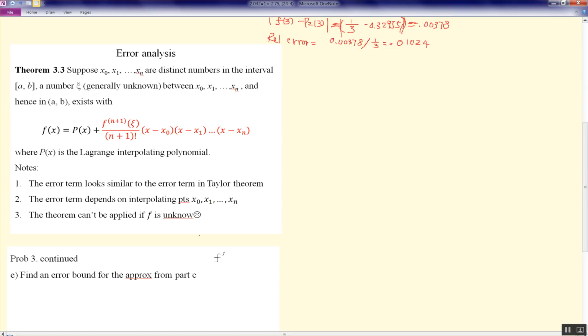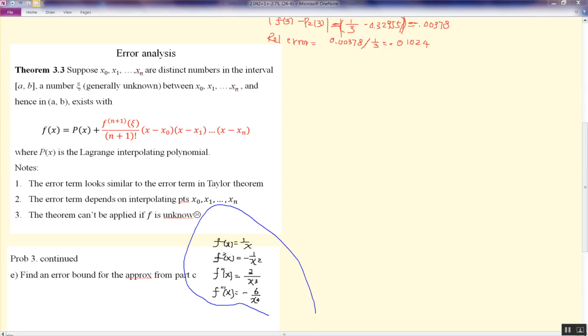F prime, by the way, f is 1 over x. So f prime of x is equal to negative 1 over x squared, because f of x is 1 over x. Now just continue to find the other derivatives. So f double prime of x, you may pause the video now so that you can do a little exercise. Find all the derivatives until the third derivative. Alright, hopefully you get the same answer as mine. I have all these derivatives written down here now. So these are all the derivatives.